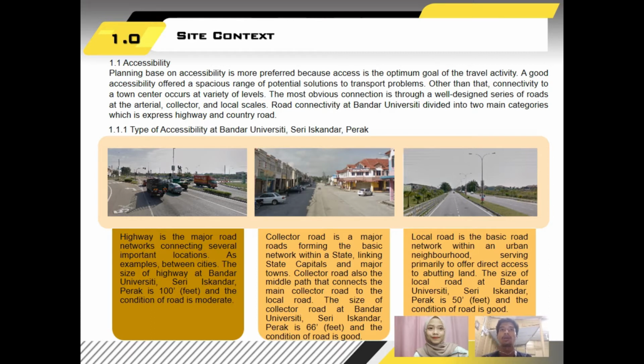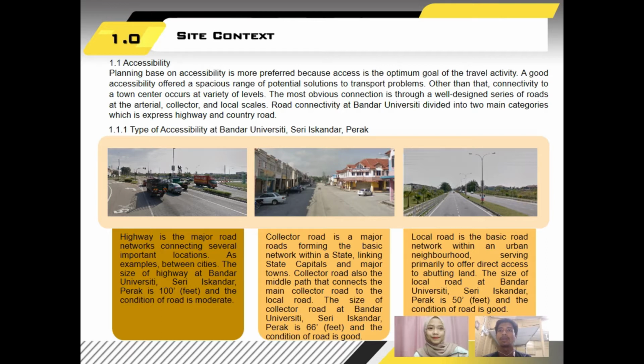I will be presenting about the accessibility at Bandar University Perak. First, highway is a major road network connecting several important locations. As an example, between cities, the size of the highway at Bandar University Perak is 100 feet and the connection is moderate. Second, collector road is a major road forming the basic network within the state, linking the state capital and major towns.